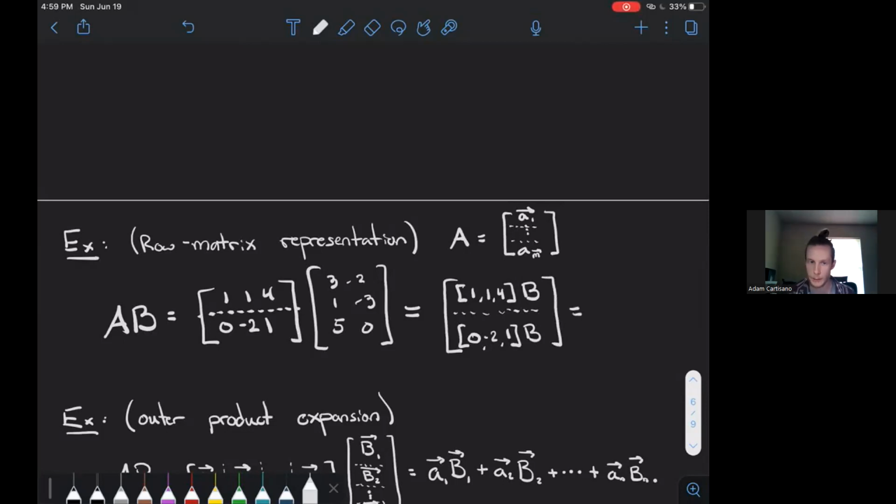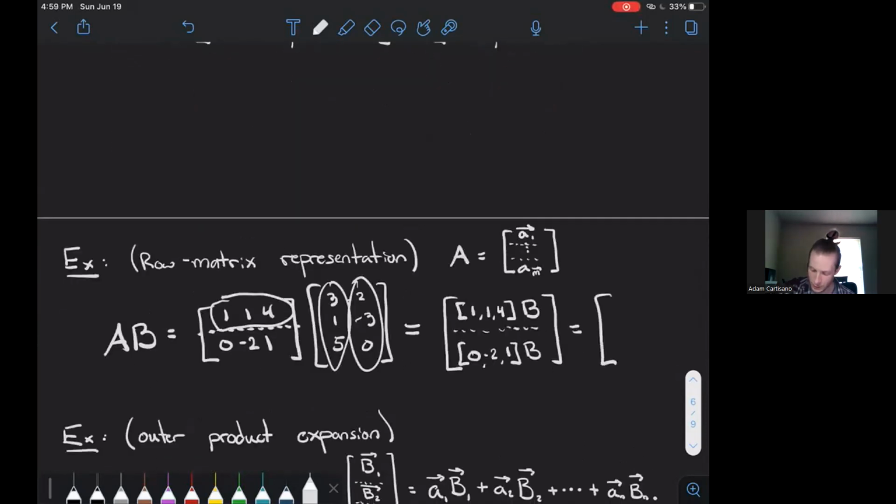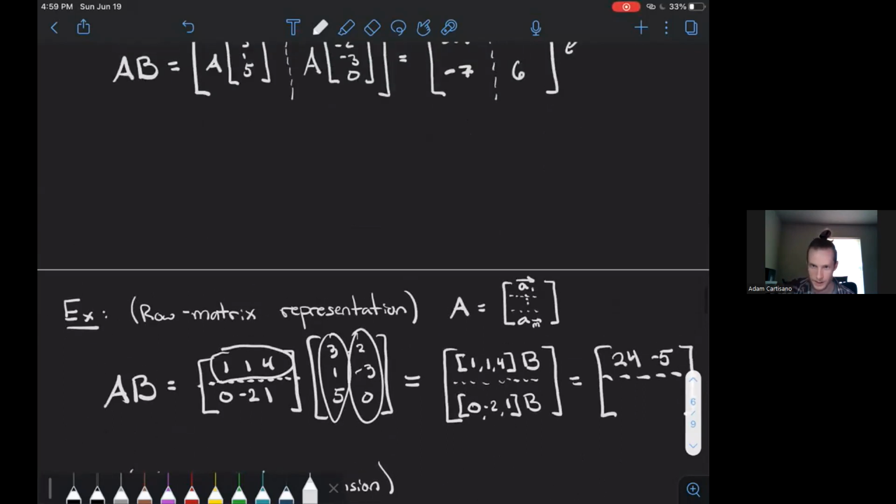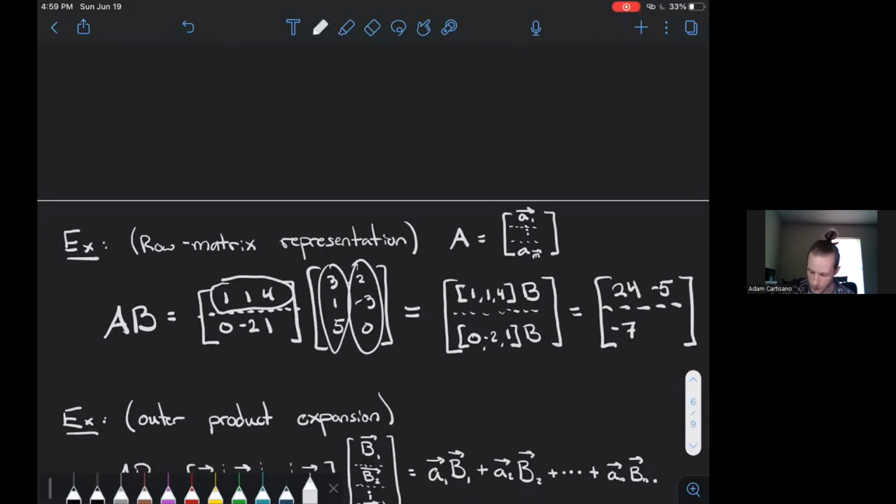This is called row matrix representation. And notice, to compute 1, 1, 4 times B, we're just taking this row and multiplying it by each of these two columns. That'll give us a row vector of length 2. And it'll be 24, -5. You should check me on that one. I definitely cheated. I just scrolled up because we know what it's going to be. The next one will be -7, 6, right? 0, -2, 1 times the matrix B using matrix multiplication will give you -7, 6. Okay, great.